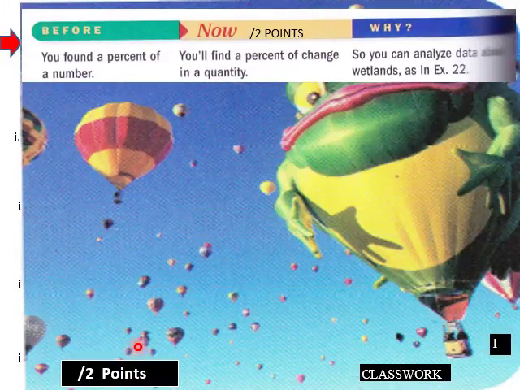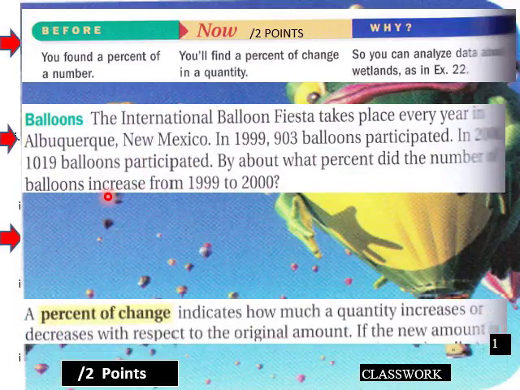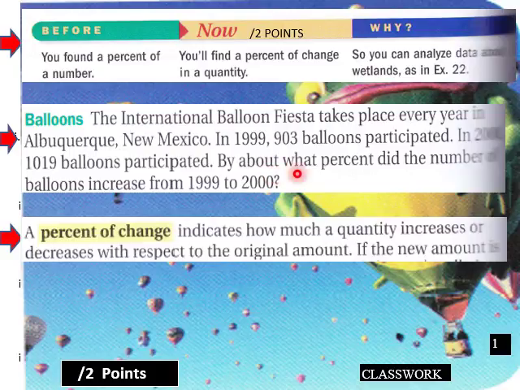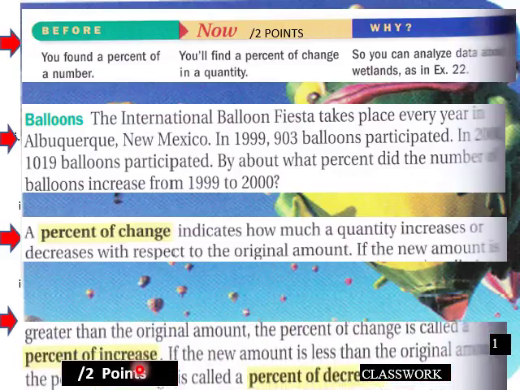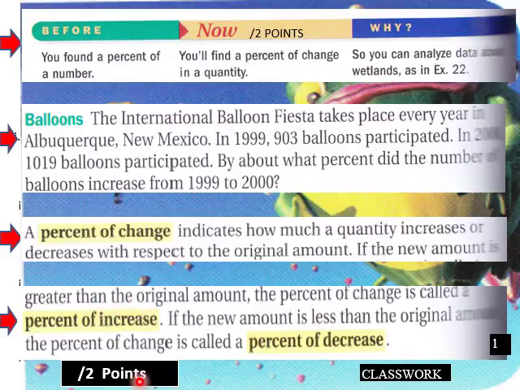Okay, into our lesson here. 2 points of classwork. International Balloon Festival at Albuquerque. 903 balloons participated in 1999, and 1,019 balloons participated in 2000. By what percent did the number of balloons increase from 1999 to 2000? And this will be a percent of change, which indicates how much a quantity increases or decreases with respect to the original amount. If the new amount is greater than the original, the percent of change is called a percent of increase. If it's less, it's a percent of decrease.